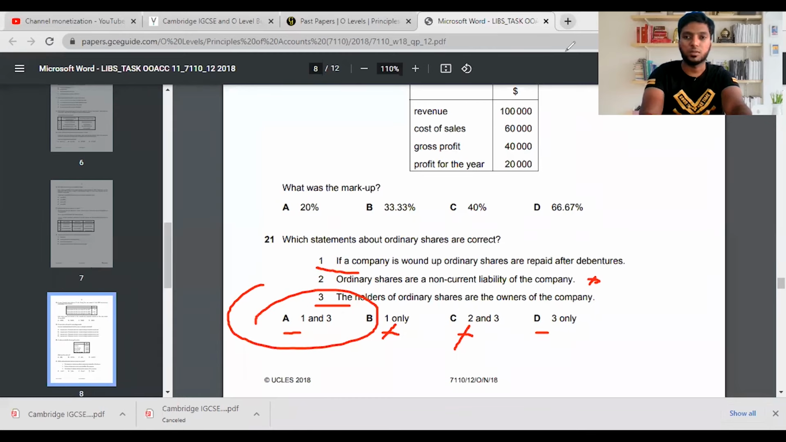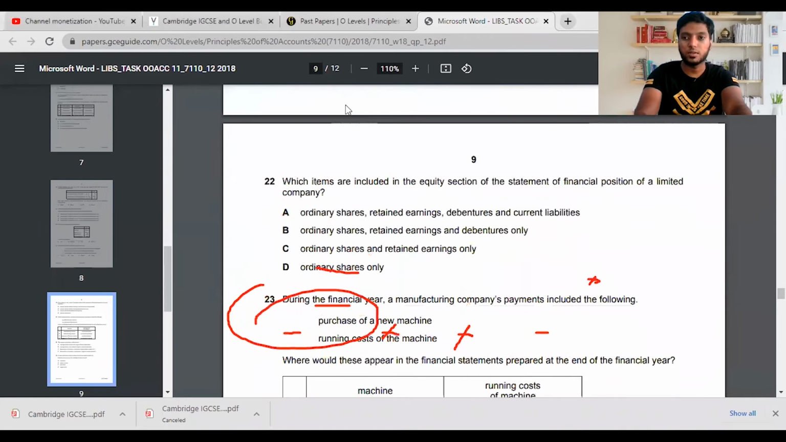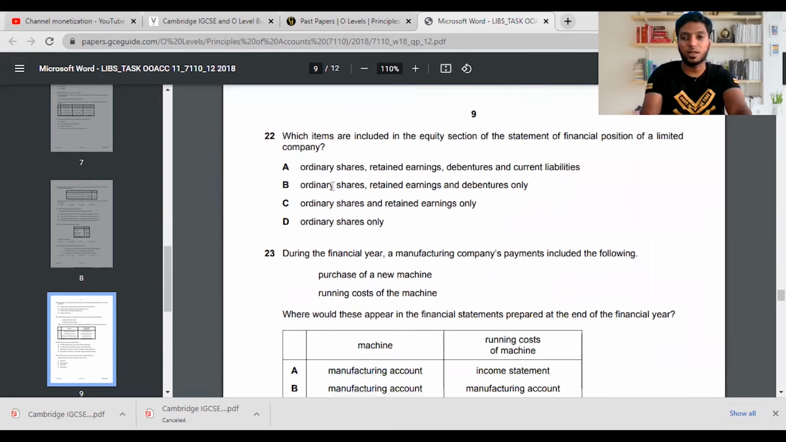Let's move on to the next part. Let's move on to the 22nd MCQ. Again, another question related to that. Which items are included in equity section of the statement of financial position of a limited company? You need to know limited companies. It's not that hard, guys. You need to know what comes under the financial position under equity section.